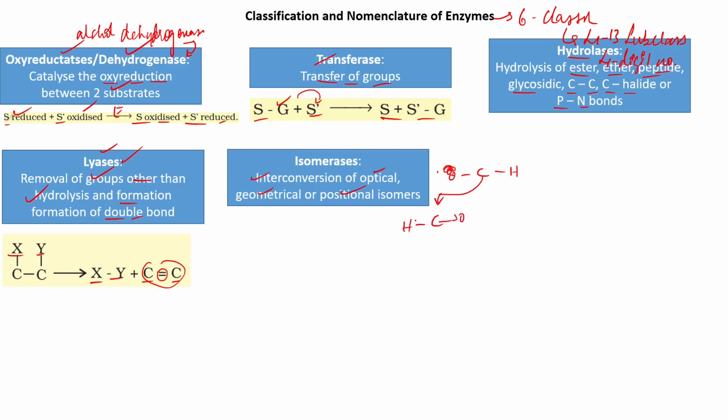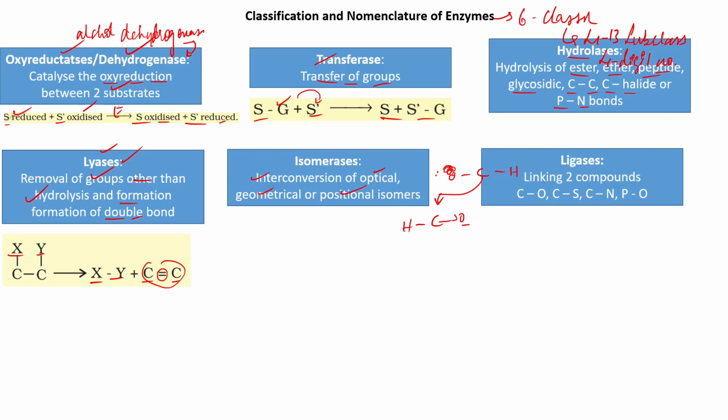So the O comes from the left side to the right side. This is called isomerases. These enzymes carry out this kind of conversion, called optical interconversion. The last one we have is the ligases. Ligases join, linking two compounds, that is carbon-oxygen, carbon-sulfur, carbon-nitrogen, and phosphorus-oxygen bonds. This is what these enzymes mainly do.